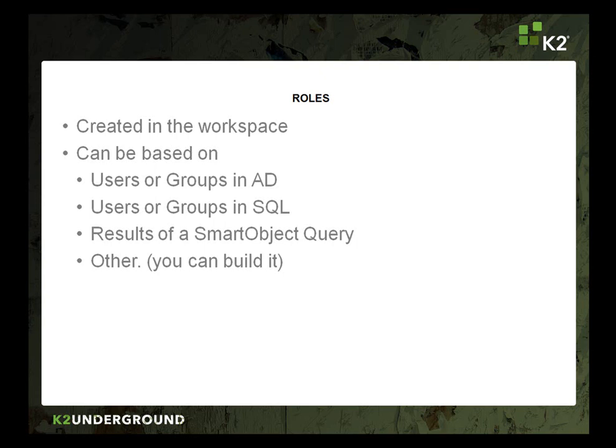These items can be based on any of the following entities: users or groups from Active Directory or SQL, results from smart object methods, or other providers as you develop them. In addition to specifying one of the above items, each role item can either be included or excluded from the role. So let's take a look at the workspace and see this in action.